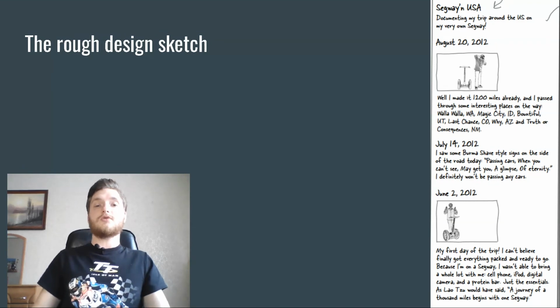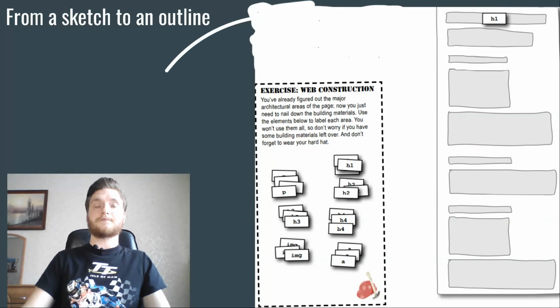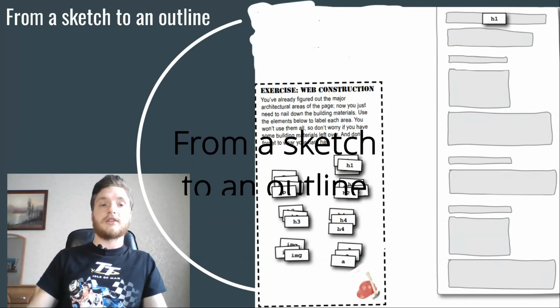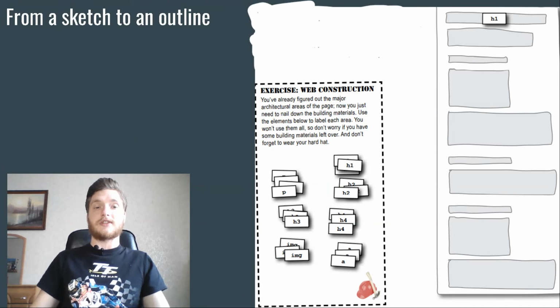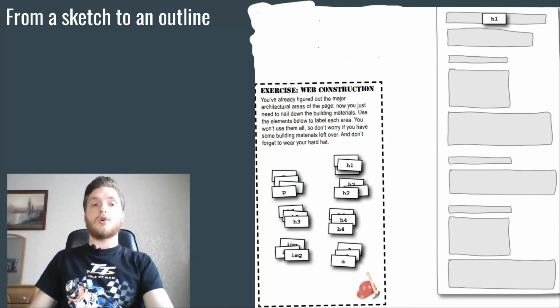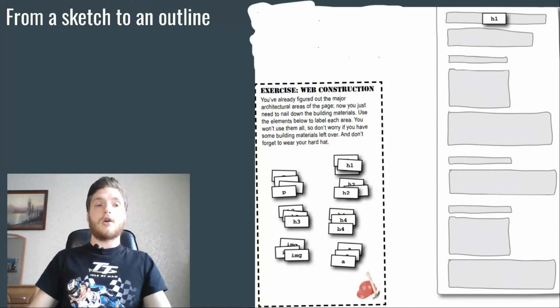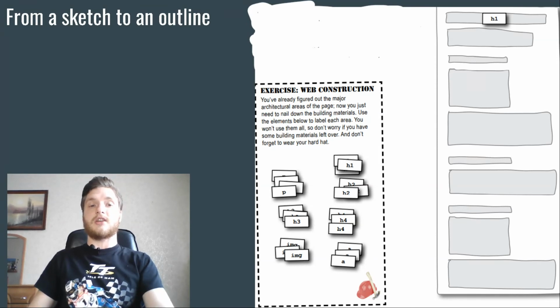From a sketch to an outline. Now that you've got a sketch of the page, you can take each section and draw something that looks more like an outline or blueprint for the HTML page. Here we're taking each area of the sketch and creating a corresponding block in our blueprint. All you need to do now is figure out which HTML element maps to each content area, and then you can start writing the HTML.